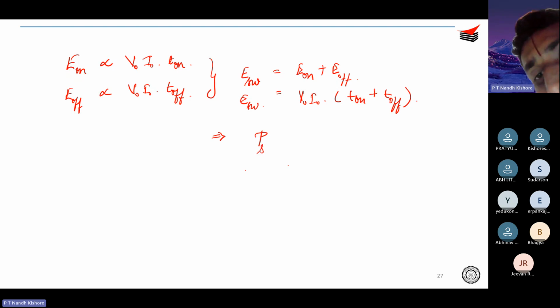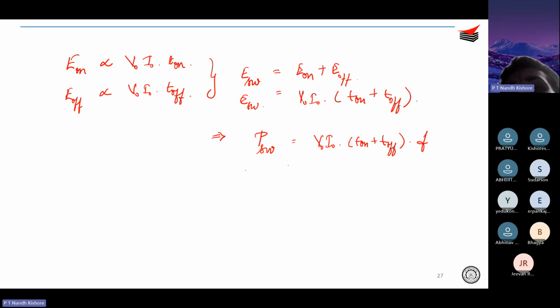Therefore, your switching power loss that you see over here will be V naught I naught into T on plus T off into frequency, switching frequency, right? So the idea is, let's say for IGBTs, the problem is your T on and T off are really high. That is why you cannot operate your IGBTs beyond a few kilohertz. You operate IGBTs at 5 kilohertz or 10 kilohertz maximum. Because if you go beyond that, your T on plus T off into F becomes really high.